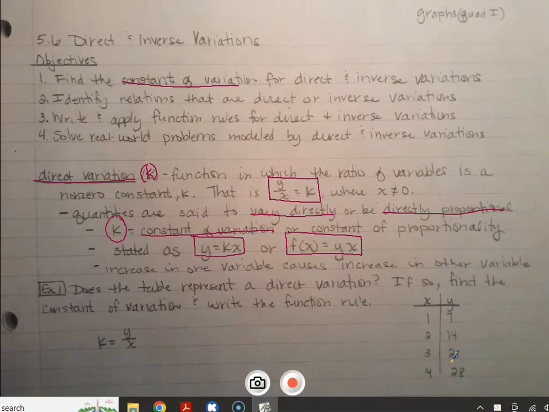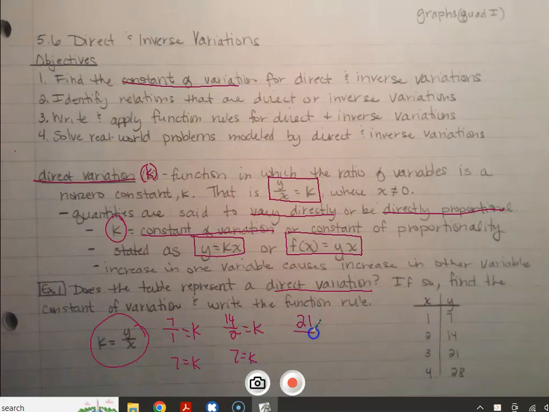To answer the question, does the table represent a direct variation, we can simply use that ratio and see if it works out. 7, our y, divided by our x, 1, equals k. 7 divided by 1 is 7, so our k value here is 7. Let's try the next one: 14 divided by 2 equals k. 14 divided by 2 is 7. Hey, this is looking like a direct variation.